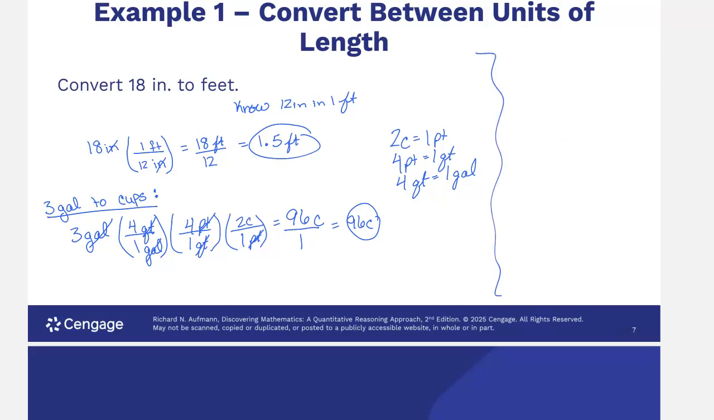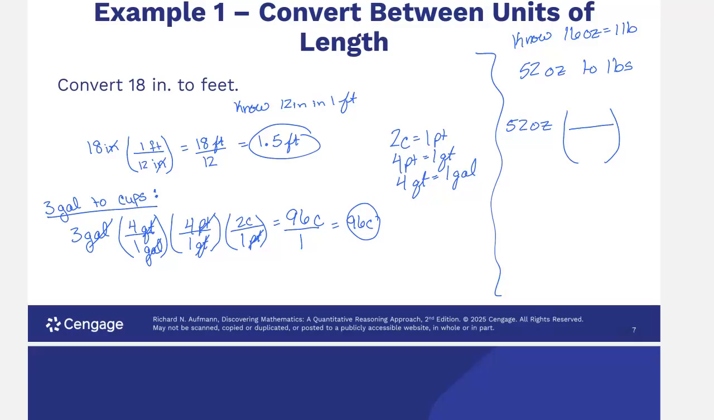Let's say we've got 52 ounces and we want to go to pounds. The abbreviation for pounds is LBS. So we're starting with 52 ounces. We know that 16 ounces is in 1 pound. So I'm going to use that conversion factor here.